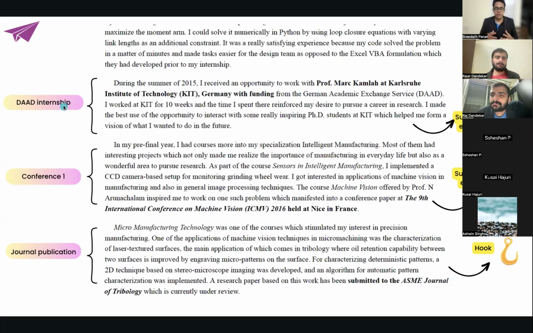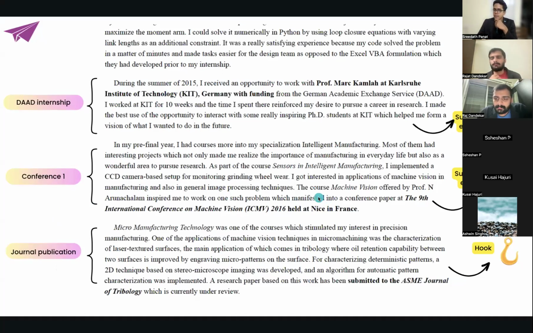So this is how you can very smartly decide which aspects of your work you want to utilize in terms of technical details, which aspects of your projects or research work or internship you want to mention without mentioning the technical details. So here I did not mention any technical details. Then I mentioned a couple of conferences. The first conference was actually a supporting element. It was not a hook because it was in machine vision.